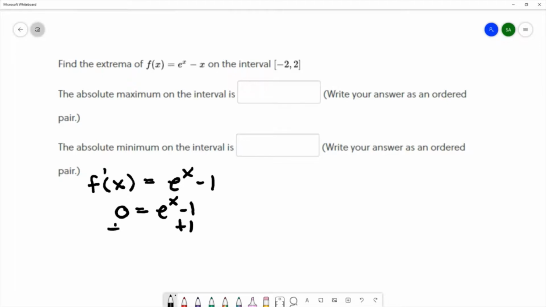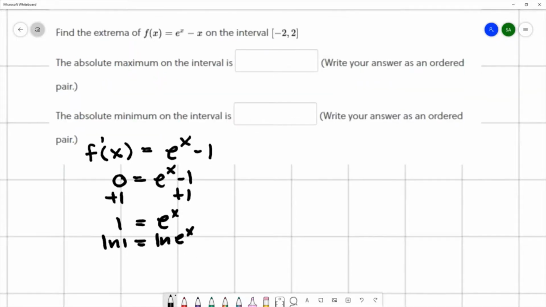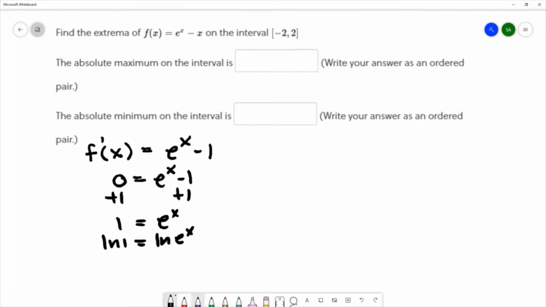I'll add 1. That's e to the x equals 1. And I can solve this equation by taking the log of both sides. When you take the log of both sides, you can use the power rule for logarithms. And natural log of 1 is 0. Natural log of e is 1. So we get x equals 0 as our critical number.